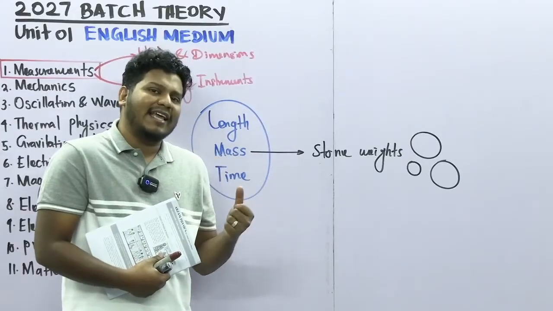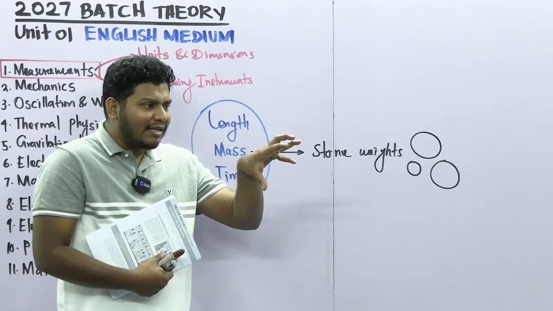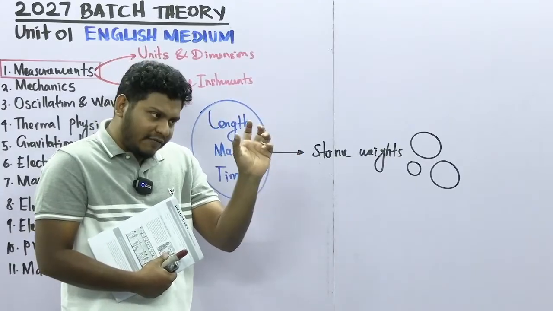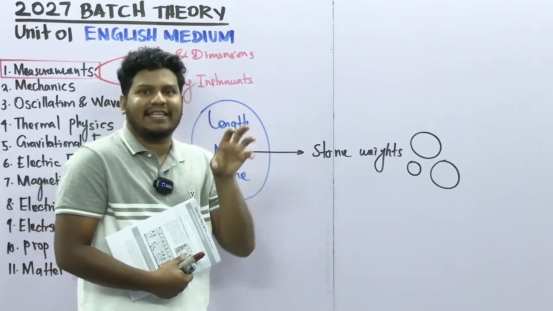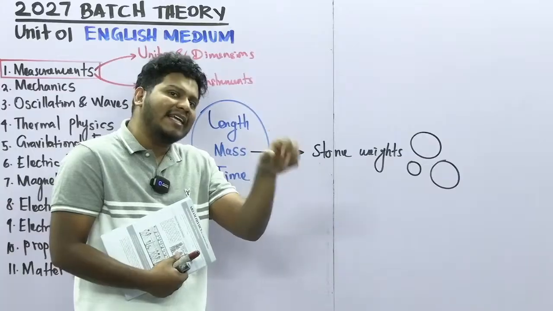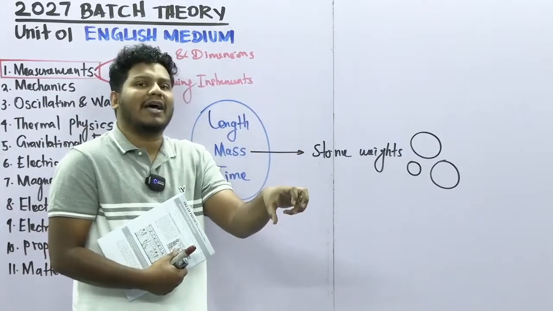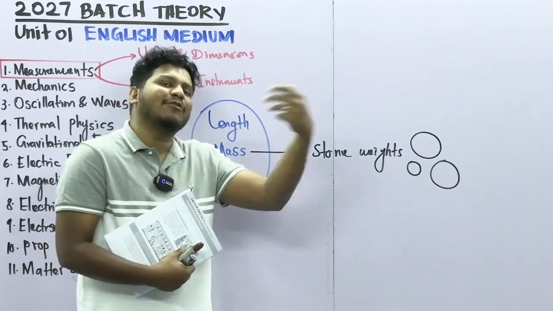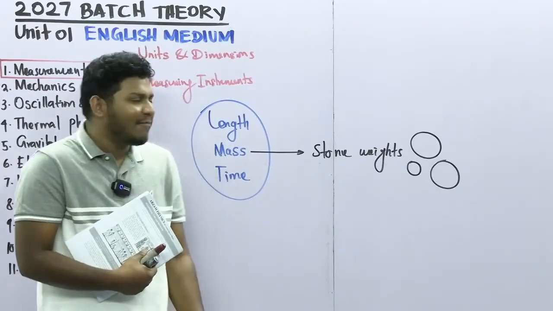So what they did here is they made some standards, like if it is a stone, that should be like this. Likewise, they maintained a standard, and those weights they used for weighing purposes.